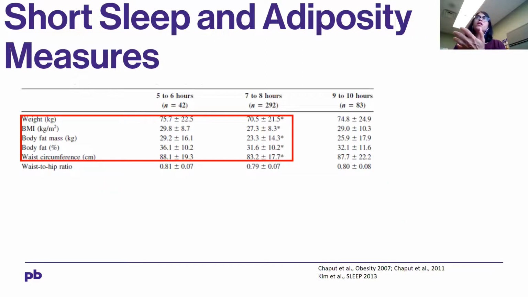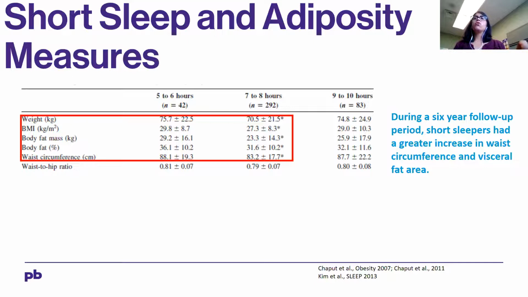We are interested in the visceral fat, right? So here we looked at what is happening with short sleep and adiposity measures. These are findings from the Quebec Family Study, and they showed that individuals who slept less, between 5 to 6 hours, had a higher body weight, higher body adiposity, and waist circumference, which is suggestive of visceral fat.